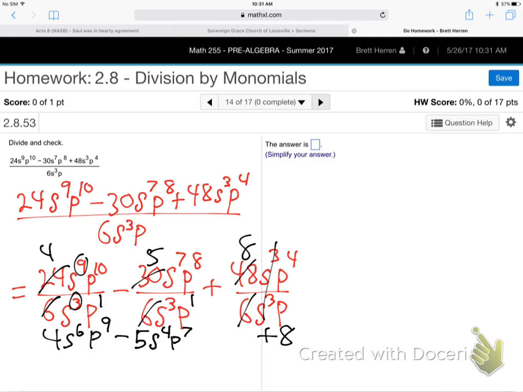Gone completely, no s. Here's a common mistake I see over the years. A student will go, oh, I know they cancel, so I just put s with no power. No, no, no. If you write s with nothing, what's invisibly there? A 1, and that's not right. 3 minus 3 is not 1. So we can't put any s at all. And then the p's, 4 minus 1, 3rd power.